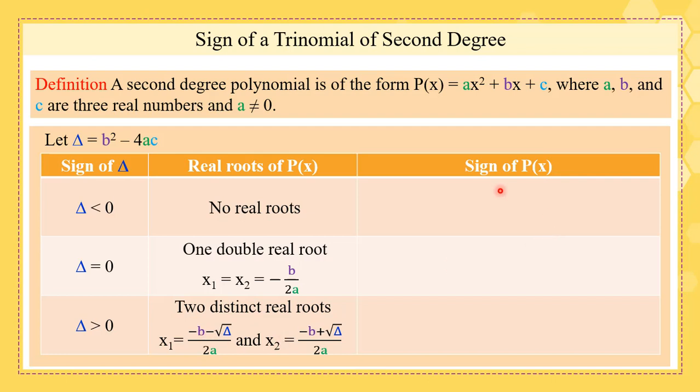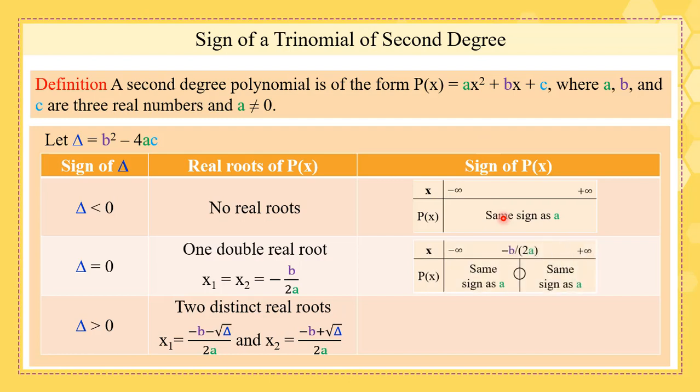Now, how do we find the sign of p of x? As I said before, it depends on the sign of delta. Remember, in case delta is negative, you will not have any root here, and the sign of p of x would be the same as the sign of a, and this is a. It's the coefficient of x squared. Now, if delta is 0, we're going to have only one root, which is a double root. This is the root, and this is the 0. And also here we have to use the same sign as a and the same sign as a.